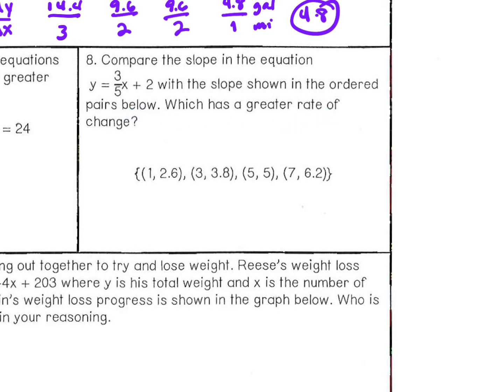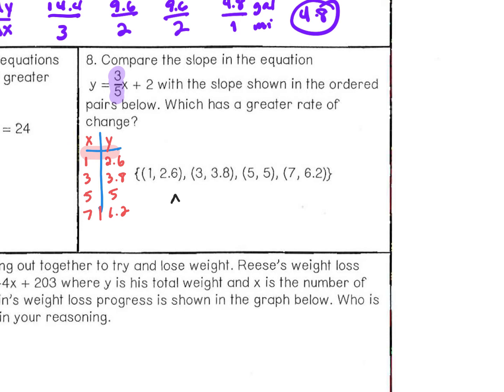So like we did just a few minutes ago, we're going to go ahead and say that this is the rate of change, 3/5. That's the slope or the rate of change. And then I think this might be easier if I put the ordered pairs into a table. Make it a little bit easier to find the rate of change. So I have 1 with 2 and 6/10, 3 with 3 and 8/10, 5 with 5, and then 7 with 6 and 2/10. So now we're going to try to find the rate of change.